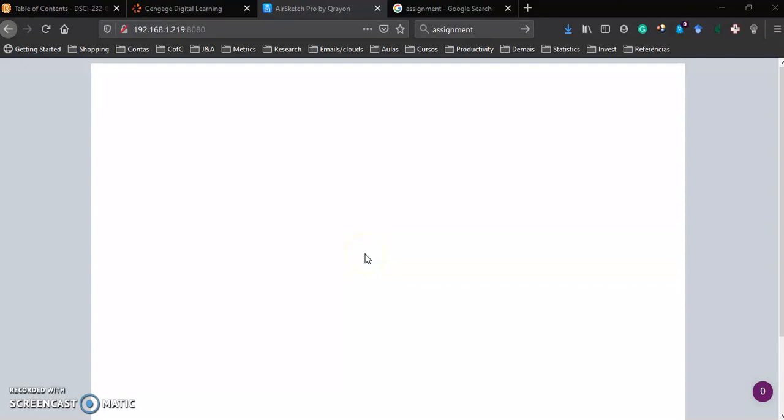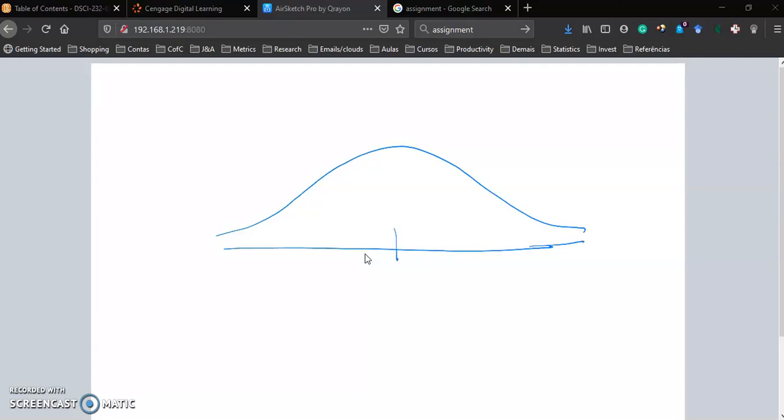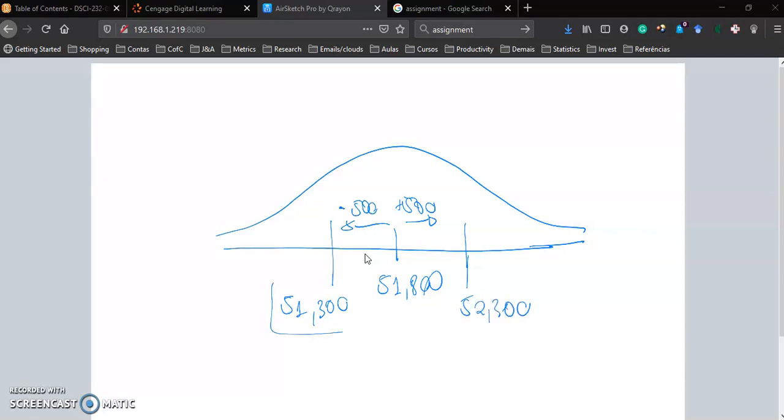So the problem is, let me draw here. We have a distribution. I have a population mean, and I want to add and subtract 500 because this is what the personnel director wants to figure out: how much of the population mean our sample mean includes. So we subtract and add 500 of the population mean. This is the interval I was talking about. We have this interval because we added and subtracted.